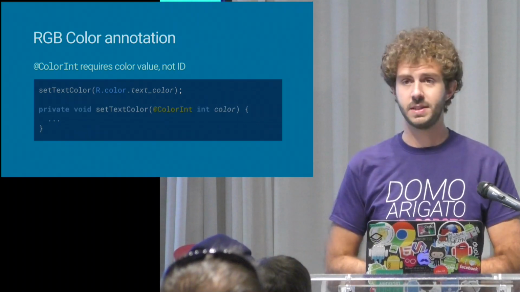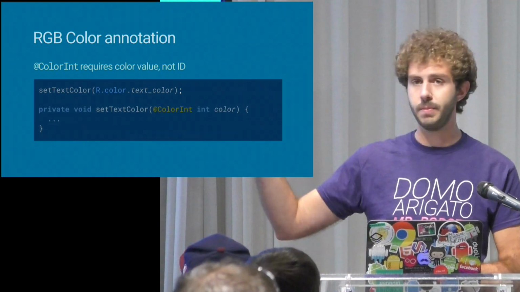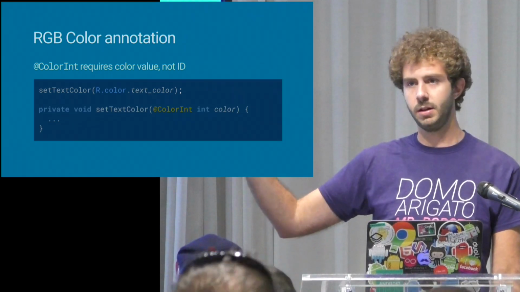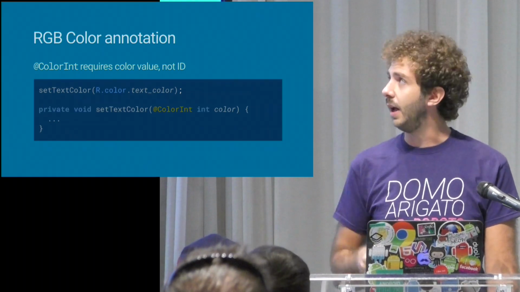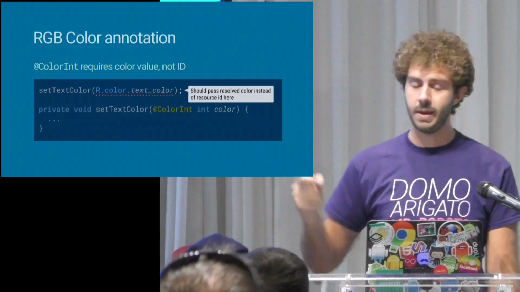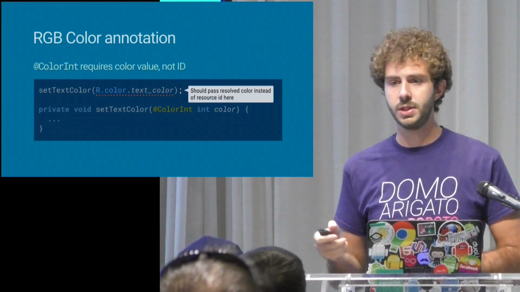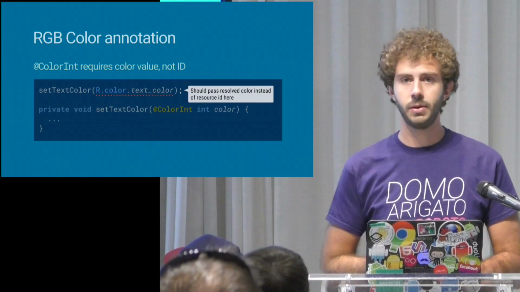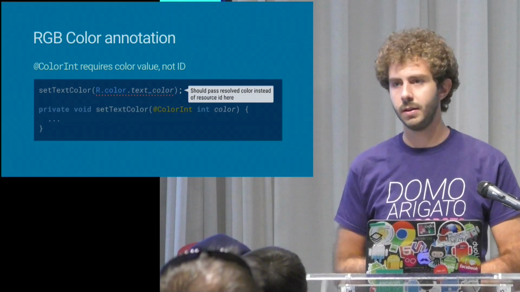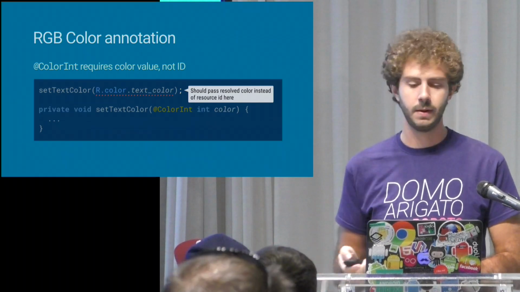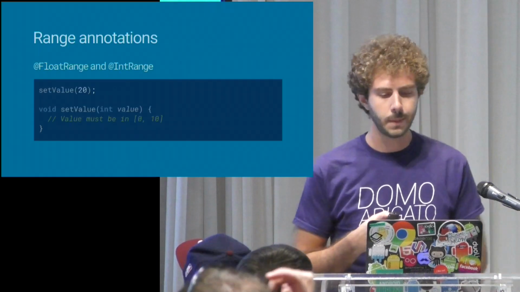What you can do is, again, use the annotation to make your contract explicit. I'm expecting an actual color in here, not a resource ID. And this will in turn make Android Studio light that up and say, well, that should be a color, not a resource ID. So you will have this safety net, which is, again, really helpful, especially if you're writing a library. You should really use those.